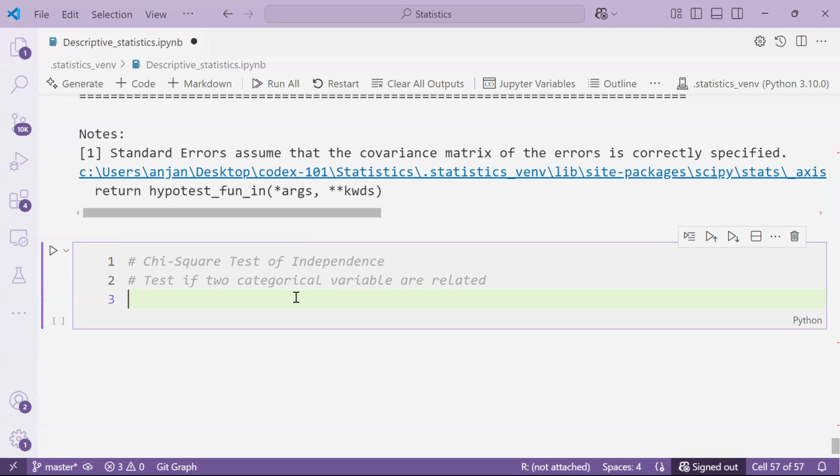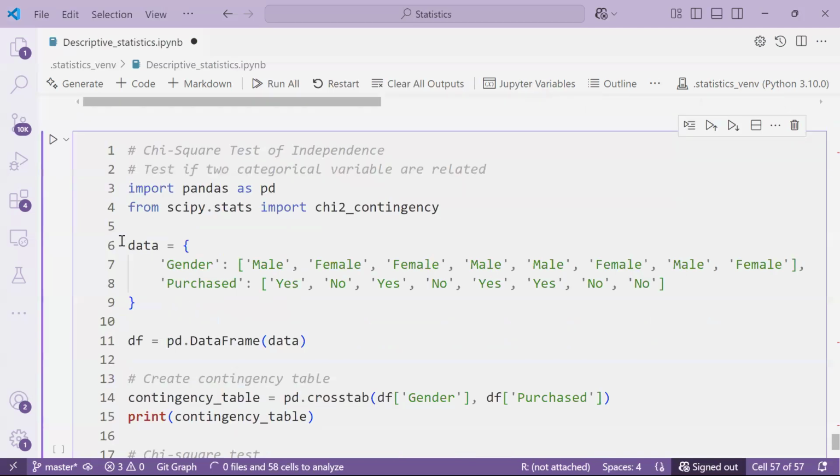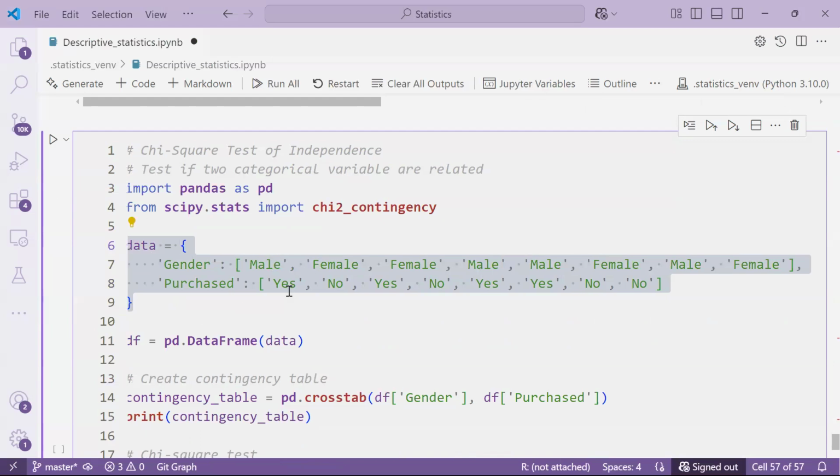Okay, first I would like to go with defining the data. This is my data, gender and purchase. So male, female, female, male, something like that. Here, the male purchased or not, the female purchased or not. So the corresponding data I do have.